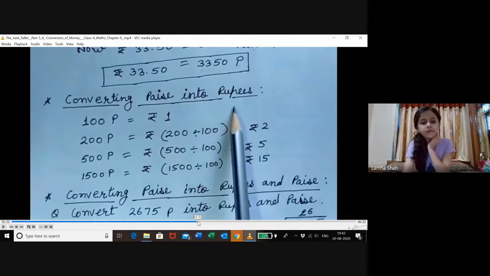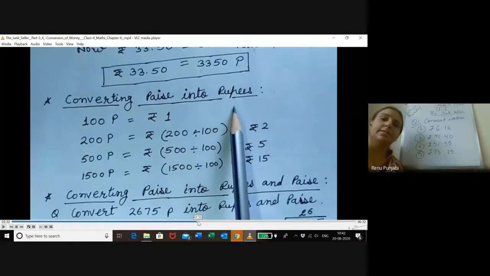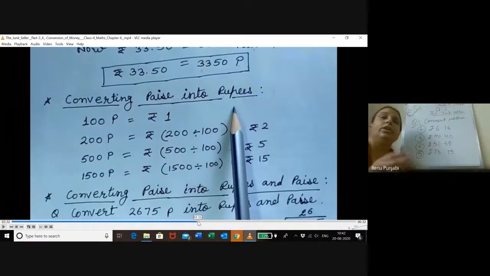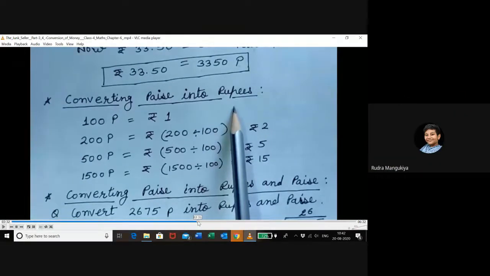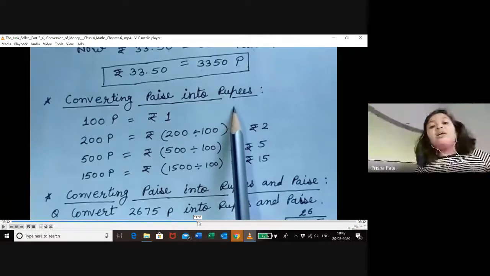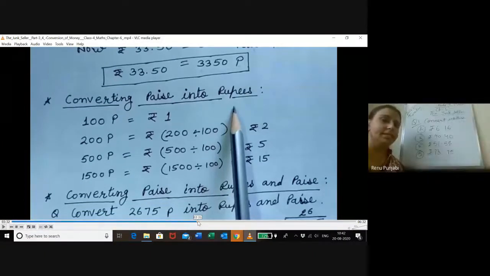Ma'am, you said you have to give a heading of convert into rupees, so you have not written any question of convert into rupees. It is there on the screen, my dear. So 4 sums are already there. You can do it. Ma'am, I completed that. My last sum of converting into paisa is left. May I complete that now? Yes, yes, yes.